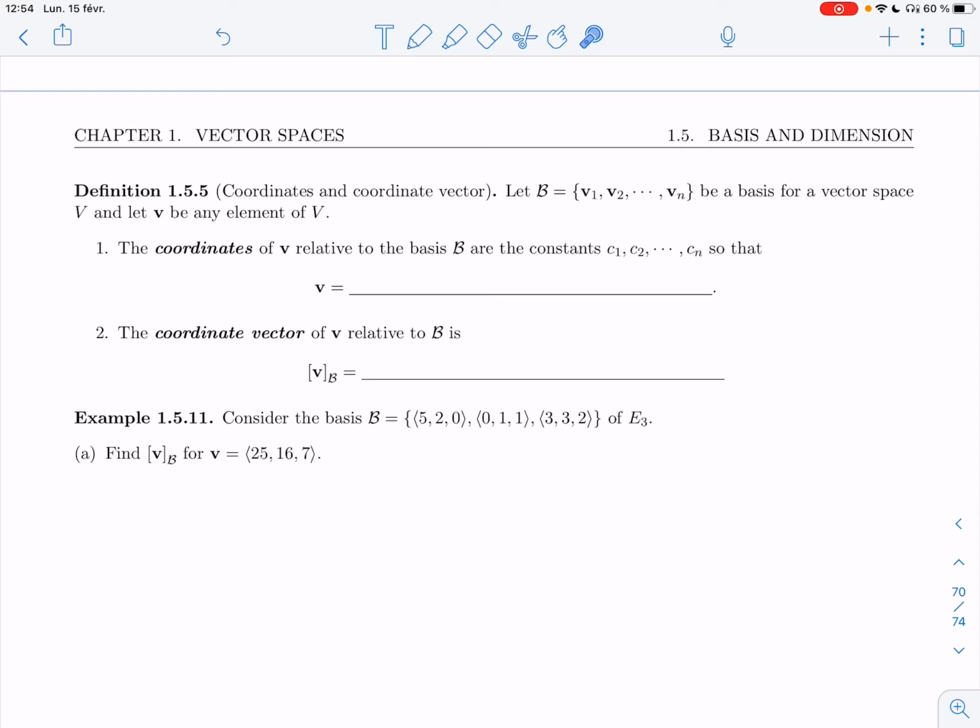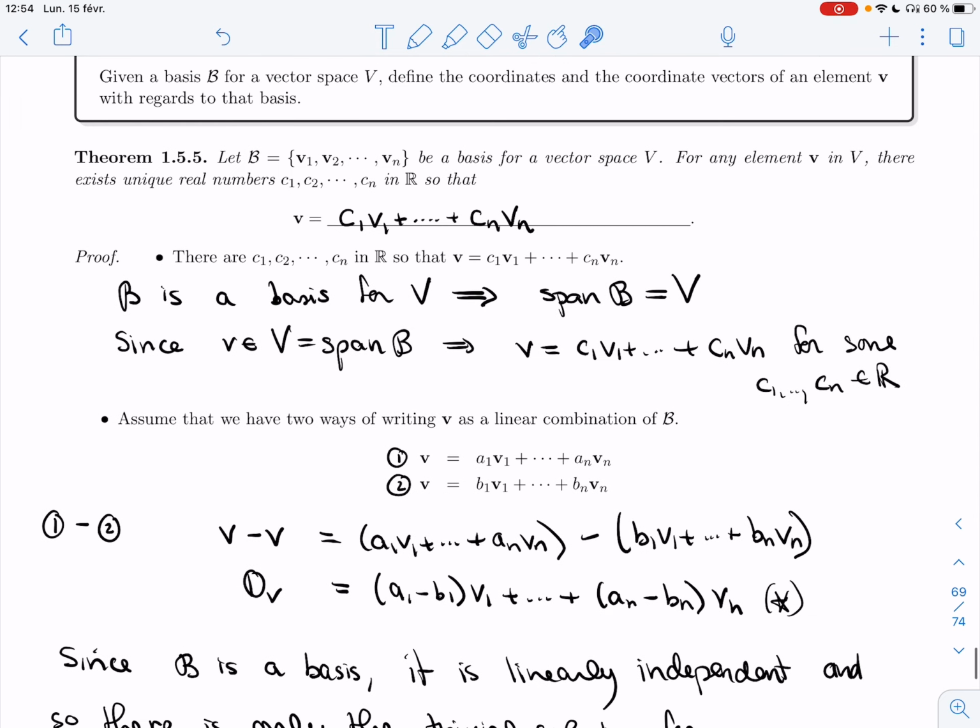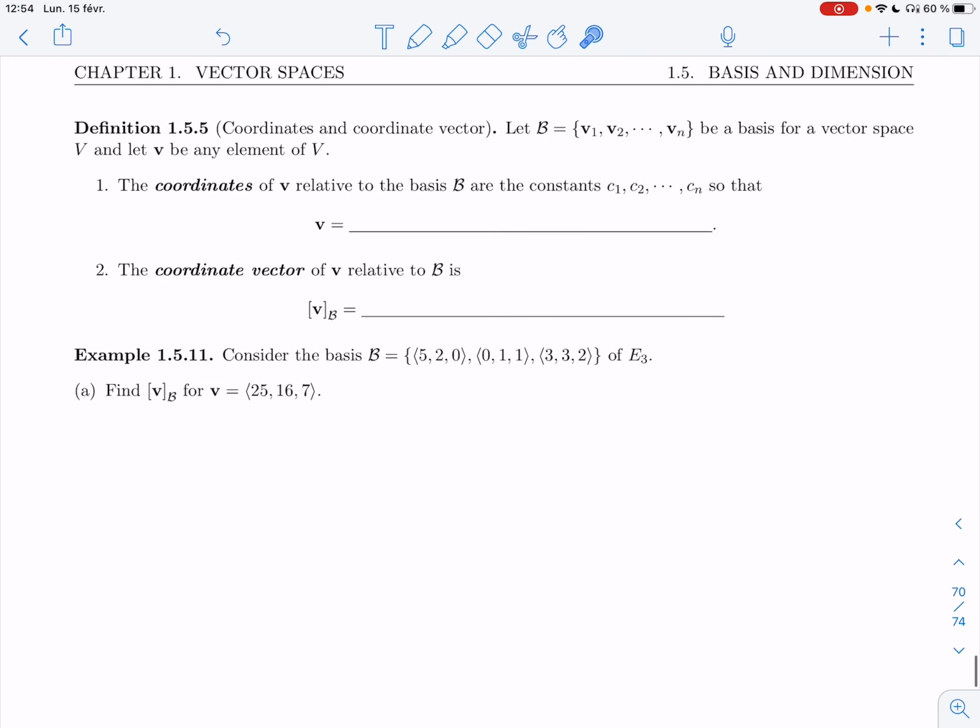Welcome back. In this video, we'll be looking at definition 1.5.5 and example 1.5.11. So now that we've proven that the choices of C1 through Cn in this expression are unique, we're going to give it a name. So let B be a basis for a vector space V, and let little v be any element of big V.